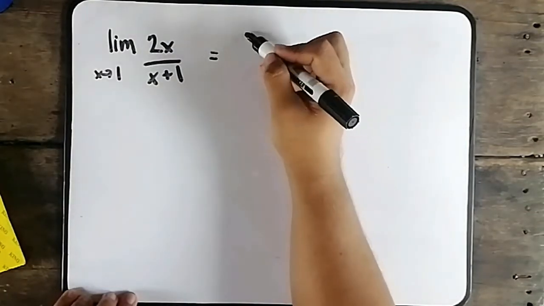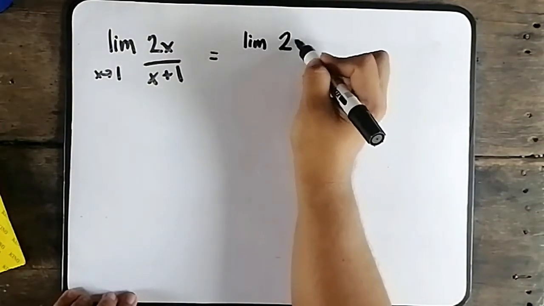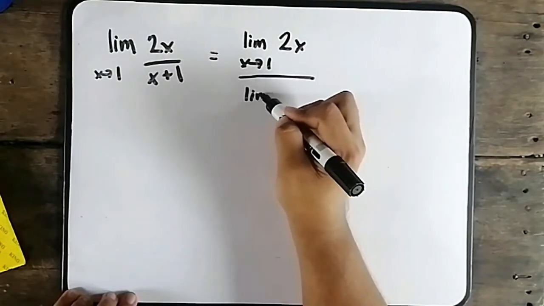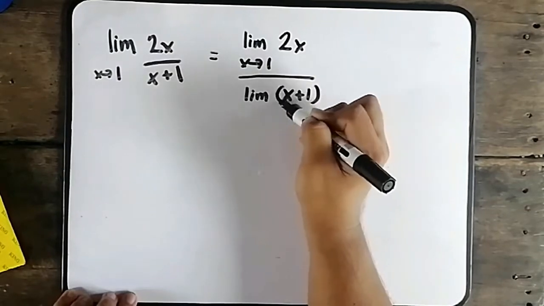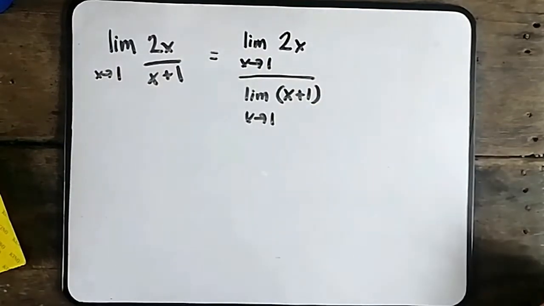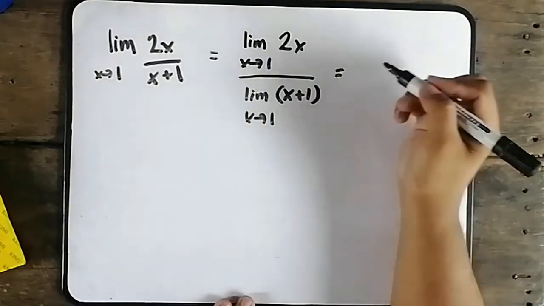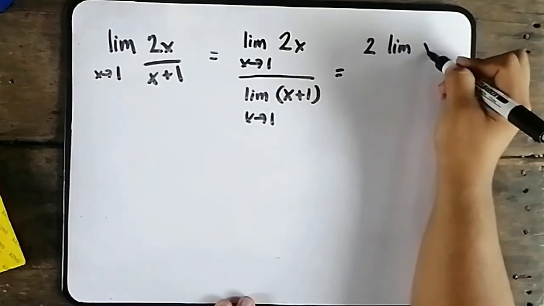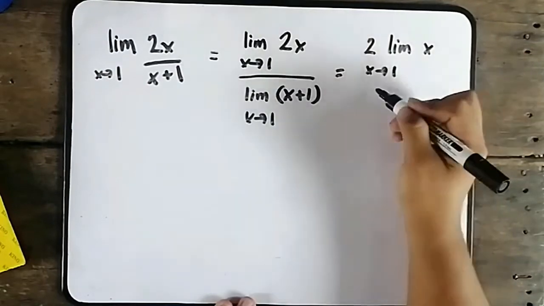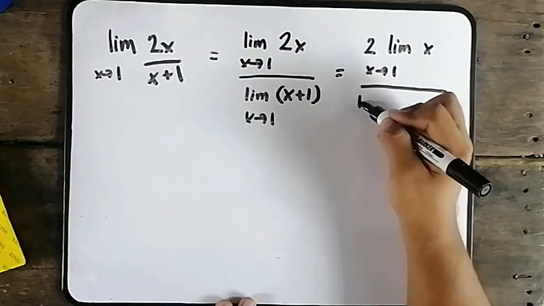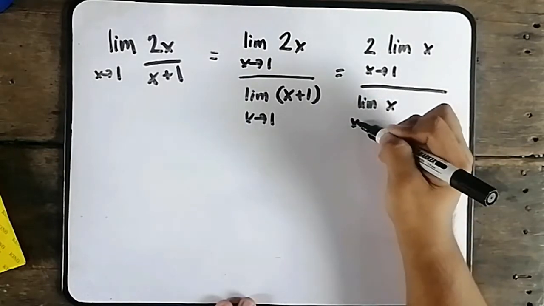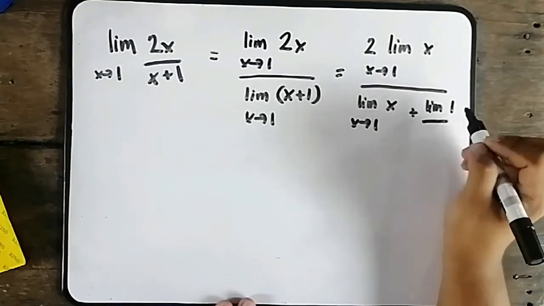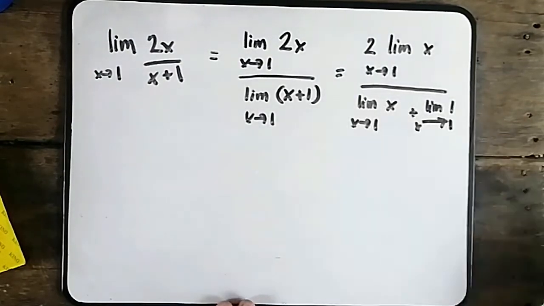That is, pwede natin siyang i-separate the limit of 2x as x approaches 1 over the limit of x plus 1 as x approaches 1. So this is now equal to 2 times the limit of x as x approaches 1 all over the limit of x as x approaches 1 plus the limit of 1 as x approaches 1.